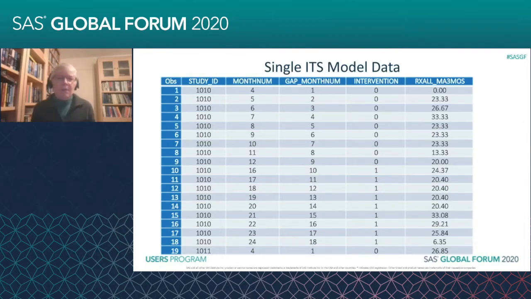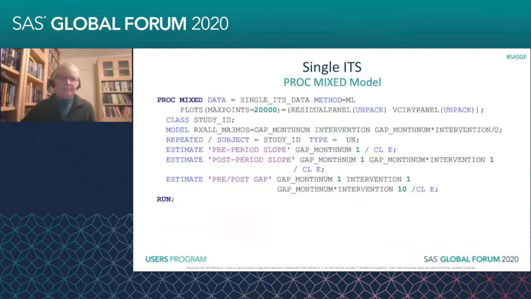You can see month 10 is where the intervention starts, and then on the far right we have the 3-month rolling average for all medication costs. And then down at the bottom you can see we start with the next study ID, starting again with gap month number 1.